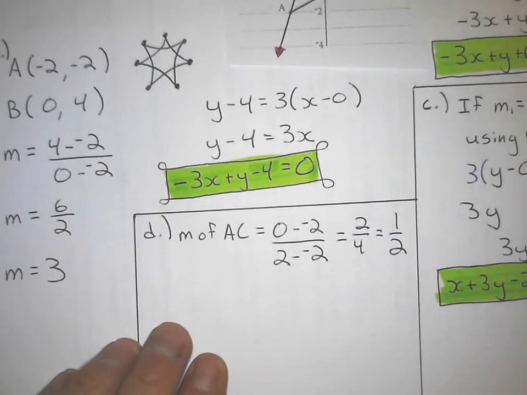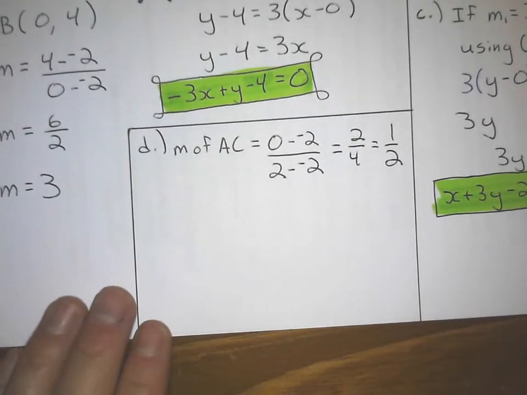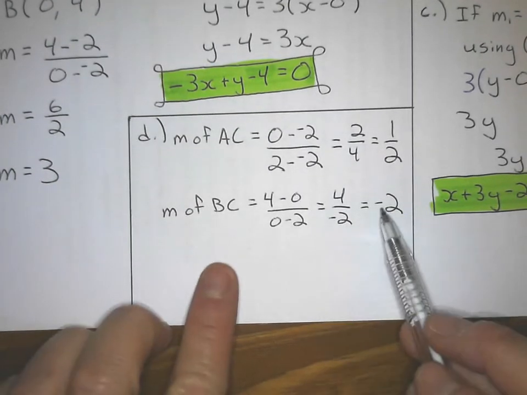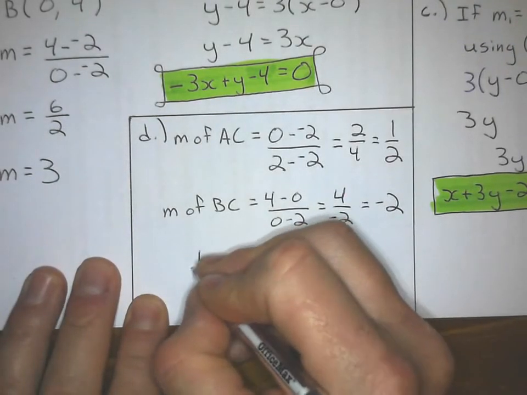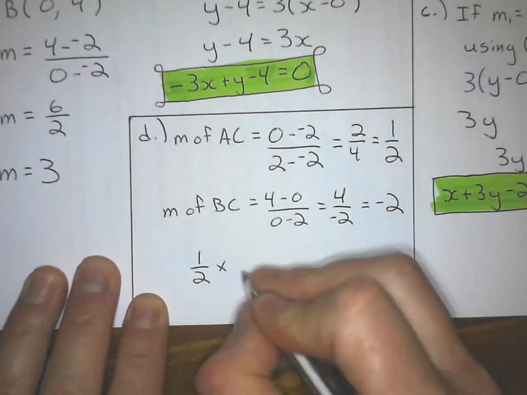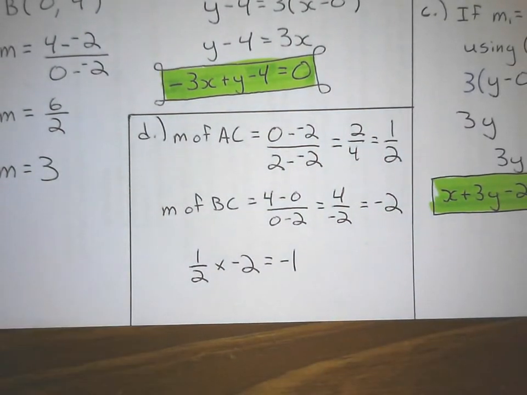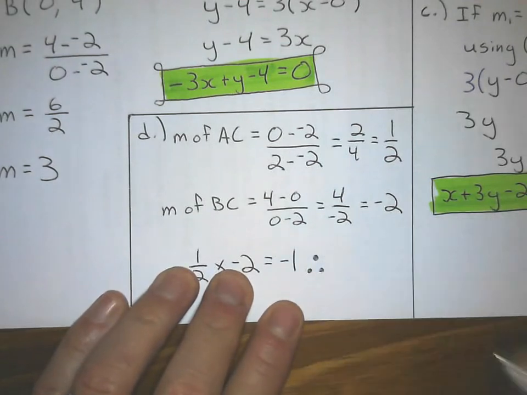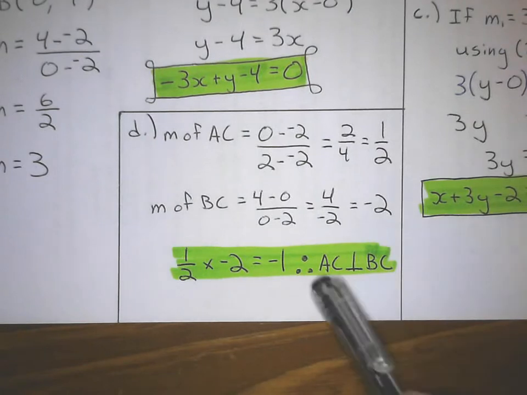So now let's try BC and see what I get for the gradient of that. Okay, and for the gradient of BC I get negative 2. And in order to prove that they're perpendicular, I multiply the two gradients together, and if they equal negative 1, then they're perpendicular. Therefore, AC is perpendicular to BC.